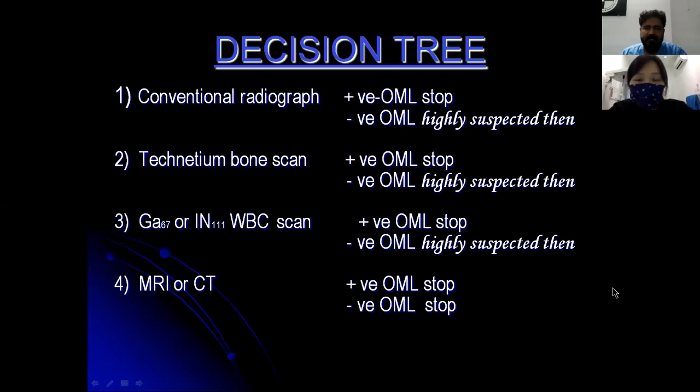Now, what is the decision tree in conventional radiograph? Positive for osteomyelitis, stop. Negative for osteomyelitis and high suspicion, then go for a bone scan. If positive, stop. If negative, then go for gallium-67 or indium 111 WBC scan. If we find it positive in that, then stop. If negative, then again go for MRI or CT. If positive, stop. If negative, then also stop. This is the highest thing you can do.